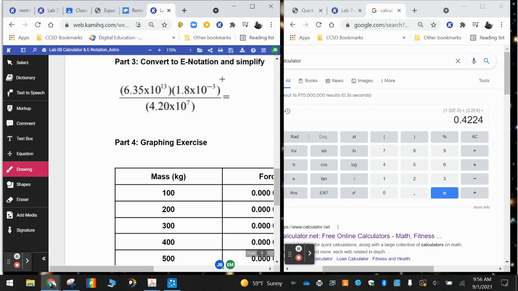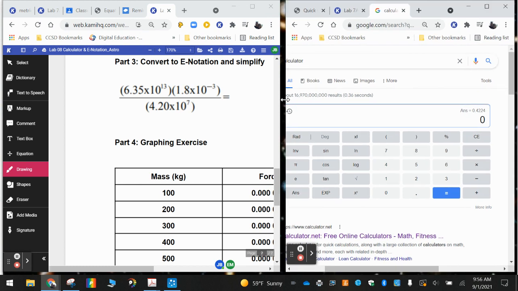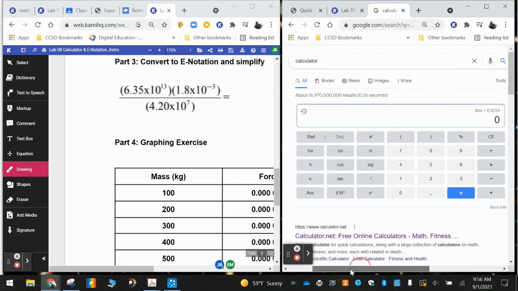And let's take a look at this problem here. And we want to negotiate this problem. And let me make it a little bit bigger here so we can see what's going on. All right. So it looks like I have two multiplications and a division problem. So what I'm going to do is take care of the multiplication first and then do the division. We're going to do this all in one step.